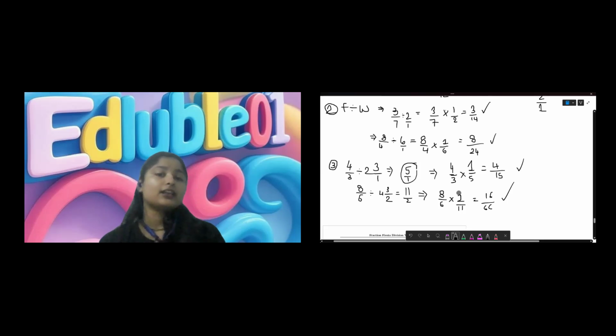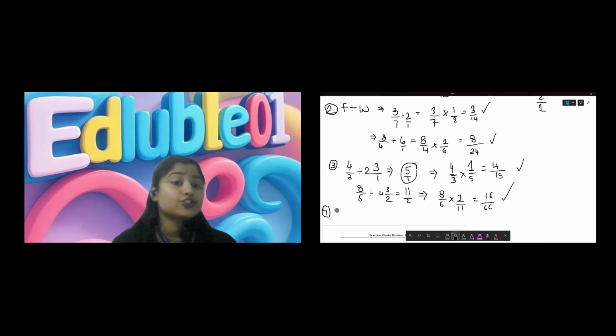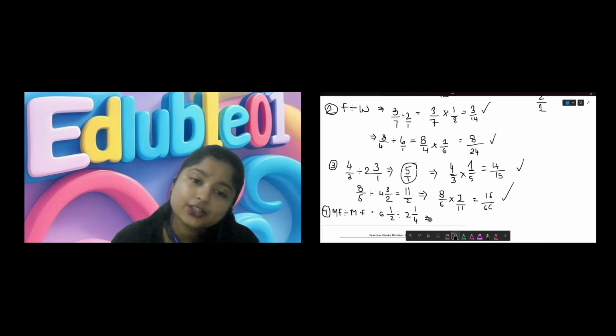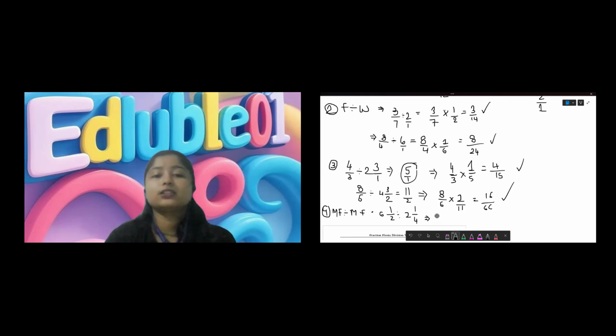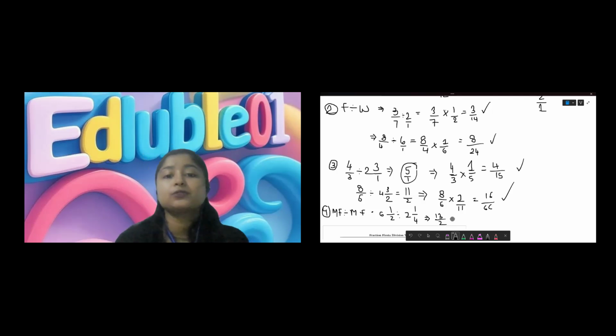Now let's just see the last case that can be possible, a mixed fraction divided by a mixed fraction. So let's just take this example. If it is 6, 1 over 2 divided by 2, 3 over 4, or you can say 2, 1 over 4. Just do the same process, turn it into the improper fraction. So 6 times 2 is 12, plus 1 is 13 over 2. And this one is going to be 4 times 2 is 8, plus 1 is 9.